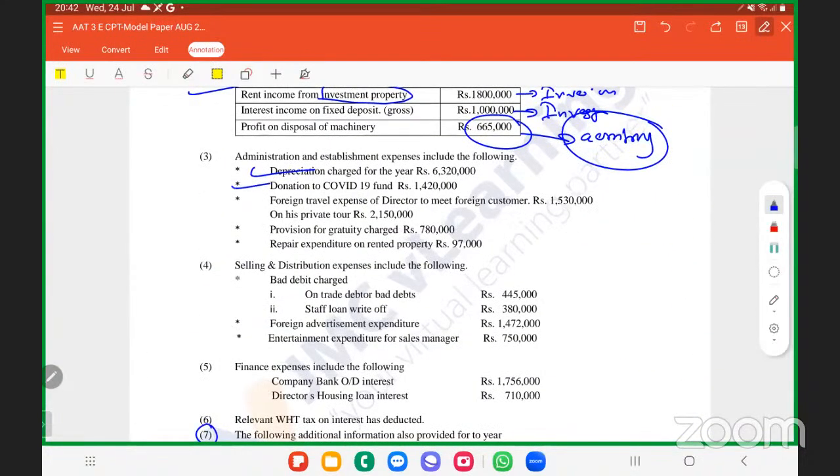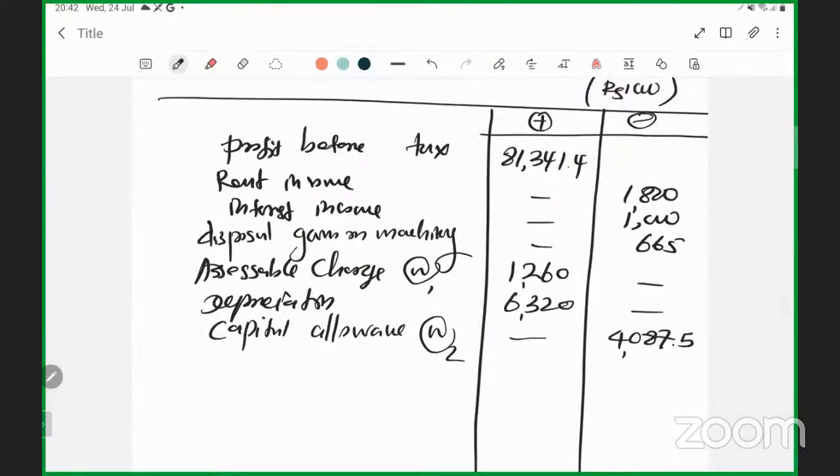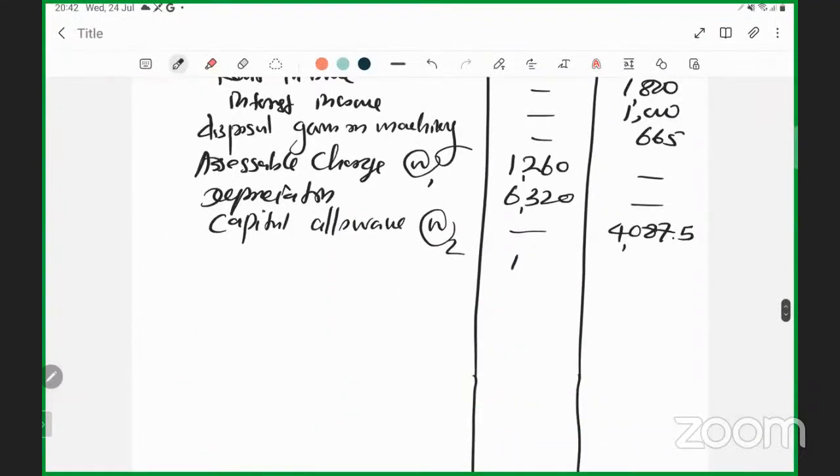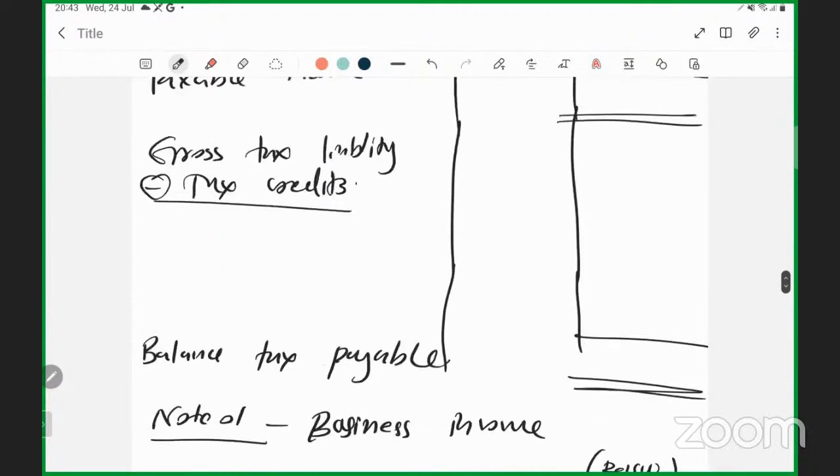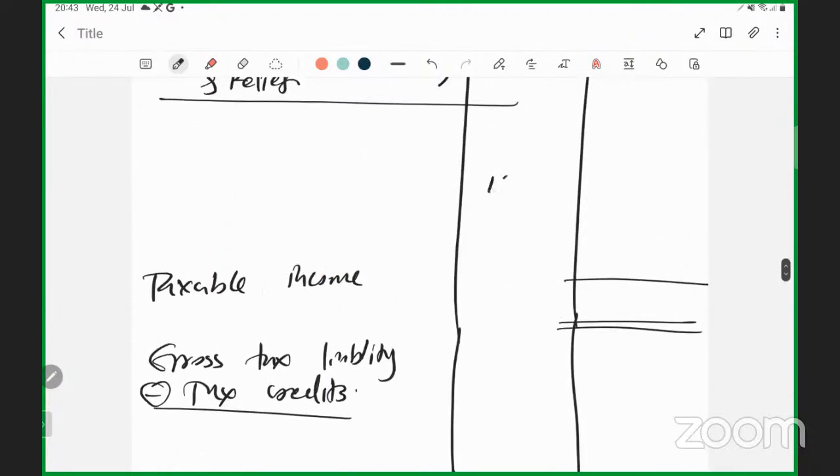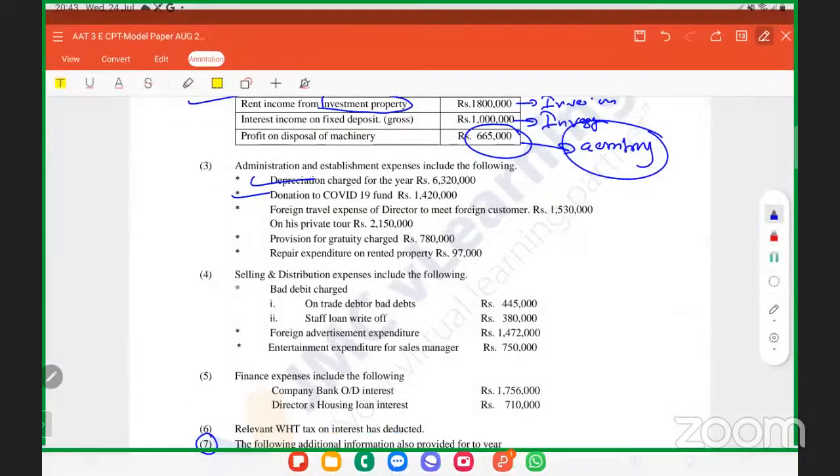The donation to the COVID-19 fund, 1,420,000. You cannot deduct, because any donation you cannot deduct under the business income. Therefore, add back. But this 1,420 you can take as a qualifying payment. Why? You made the donation to the COVID-19 fund. Therefore, there is no restriction, either cash or goods you can deduct.